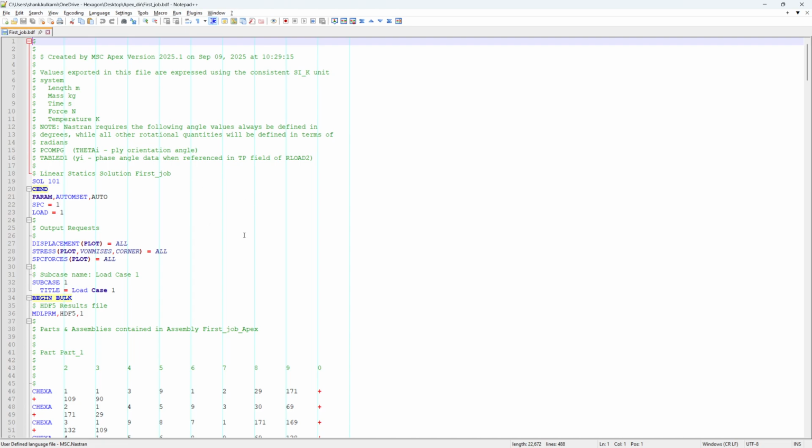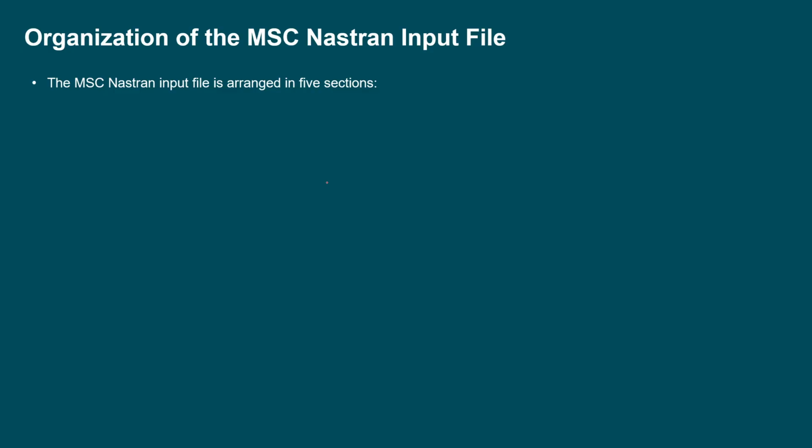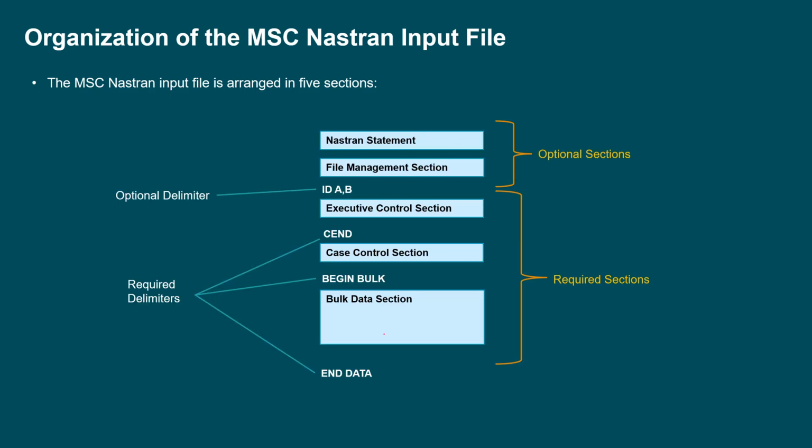This is how it looks. Let's quickly go through what the different sections are. In general, a Nastran input file is divided into 5 sections, and all of those are shown over here. The first two are optional sections: the Nastran statement and file management section.